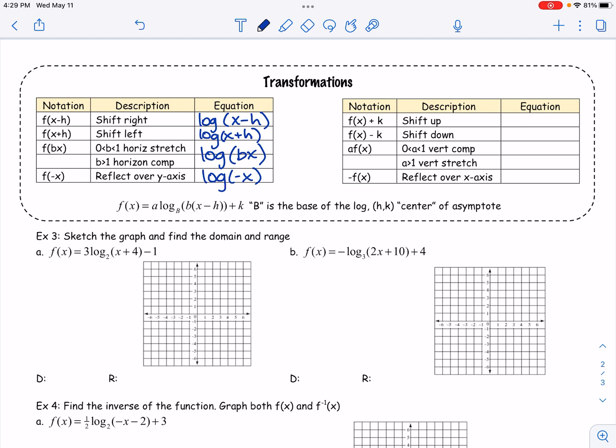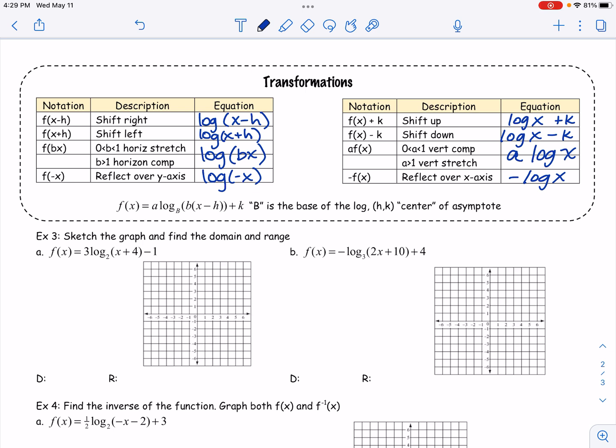Everything in front of the log or behind the argument is going to be vertical. So if I want to go up, I'm going to have the log of x plus some value. Shifting down, the log of x minus some value. Vertical stretch or compression is going to be some number times the log of x. And then a reflection over the x-axis is going to be a negative log of x.